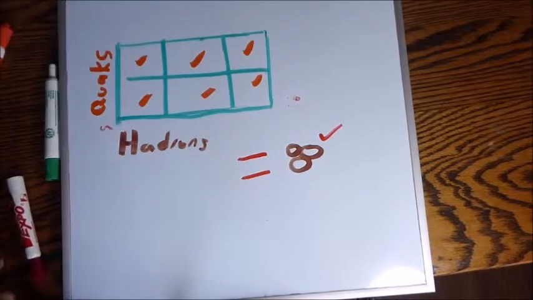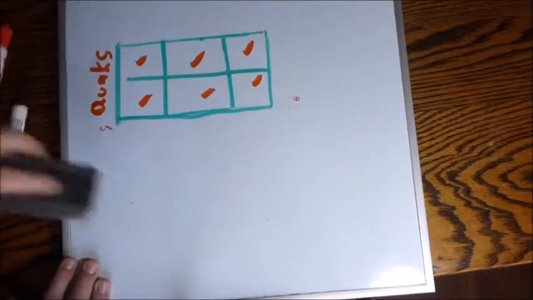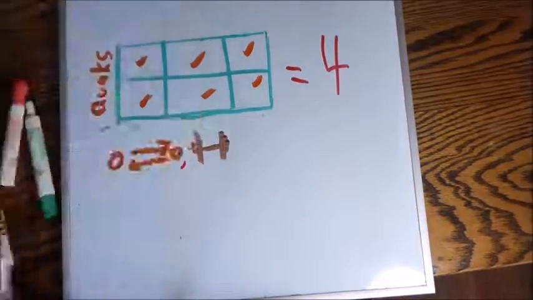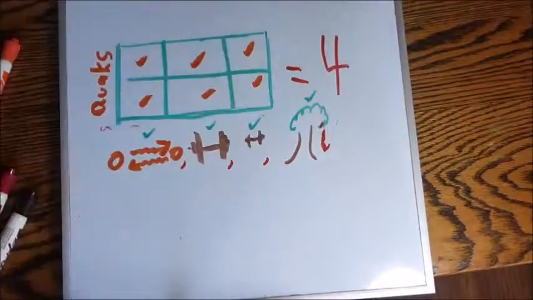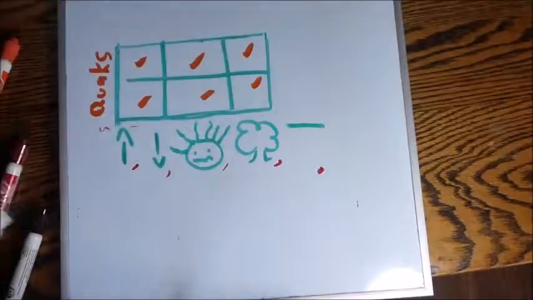Hadrons are composite particles made up of quarks held together by strong forces. They're categorized under 2 families: baryons made up of 3 quarks and mesons made up of 2 quarks. Back to quarks. Quarks are the only particles that experience all 4 forces. They're also divided into 6 categories known as flavors: up, down, strange, charm, top, and bottom.